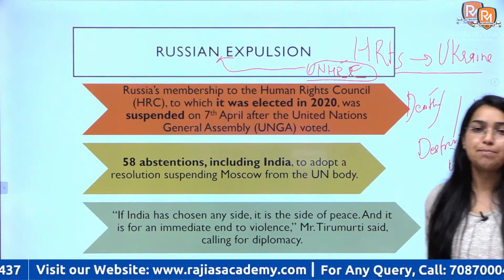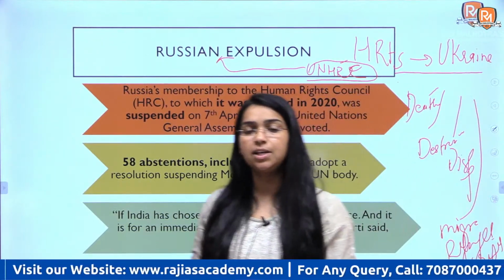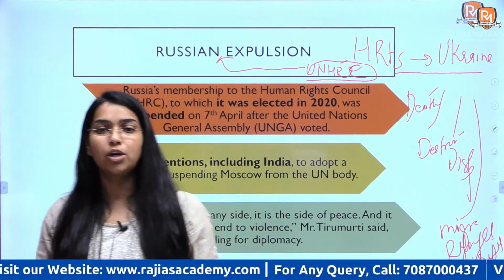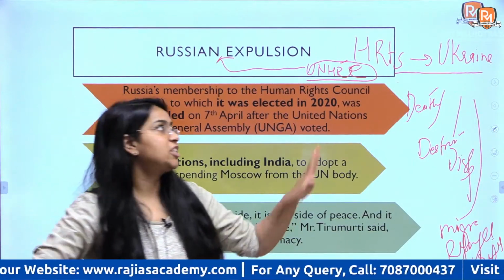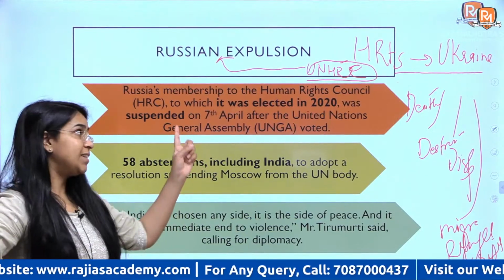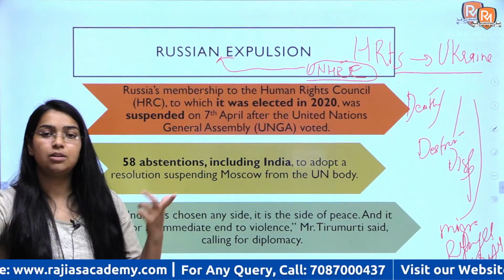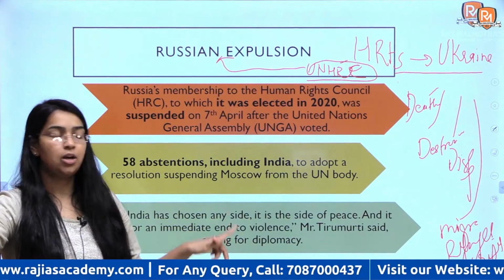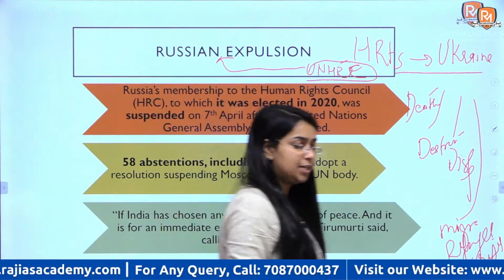Obviously, this council is meant for protecting the human rights, and if one of its members is not abiding by the directions, obviously they will take some action. So in the form of that action, to insult Russia, to give it a lesson, they have expelled Russia out of the council, right?